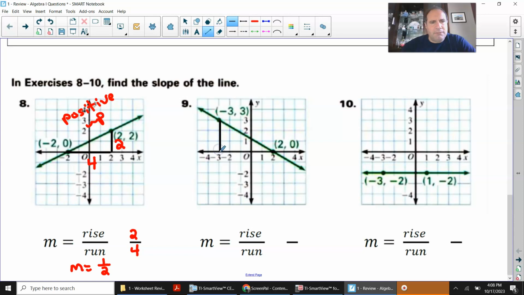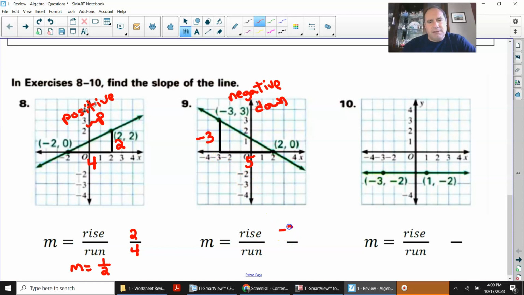We're going to go down and to the right. I'm going to go down 1, 2, 3. This is a -3. And this is 1, 2, 3, 4, 5. This is positive 5. This is a negative slope. Negative slopes go down from left to right. This is going downhill. So the rise is a -3 and the run is 5. It stays like that.